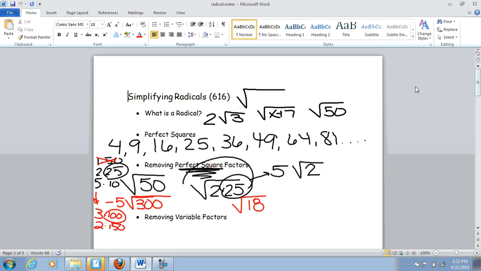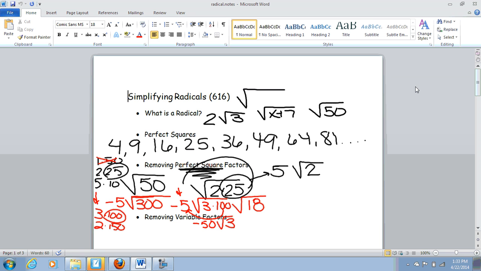So I have negative 5 times the square root of 3 times 100. Well, the square root of 100 is 10. So that means 10 comes out of radical jail. Okay, and we're only talking about positive square roots here. And it gets multiplied, though, by the negative 5 I already have. So that means it becomes negative 50 times the square root of 3.